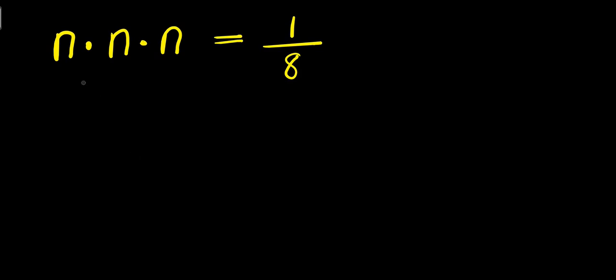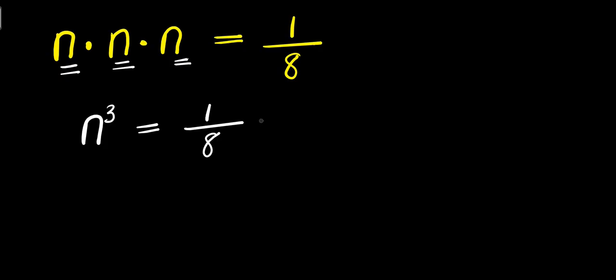Hello, how to solve this problem? This is n times n times n equals 1 over 8, solving for all values of n that satisfy this equation. So let's start. N times n power 2 times n is n power 3, and this equals 1 divided by 8.